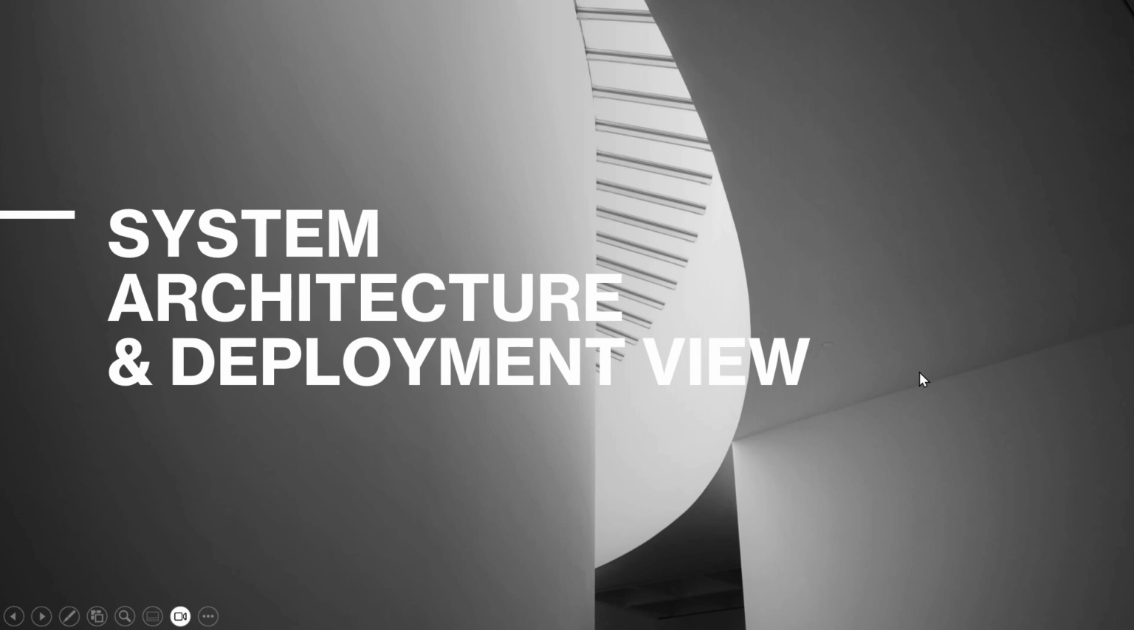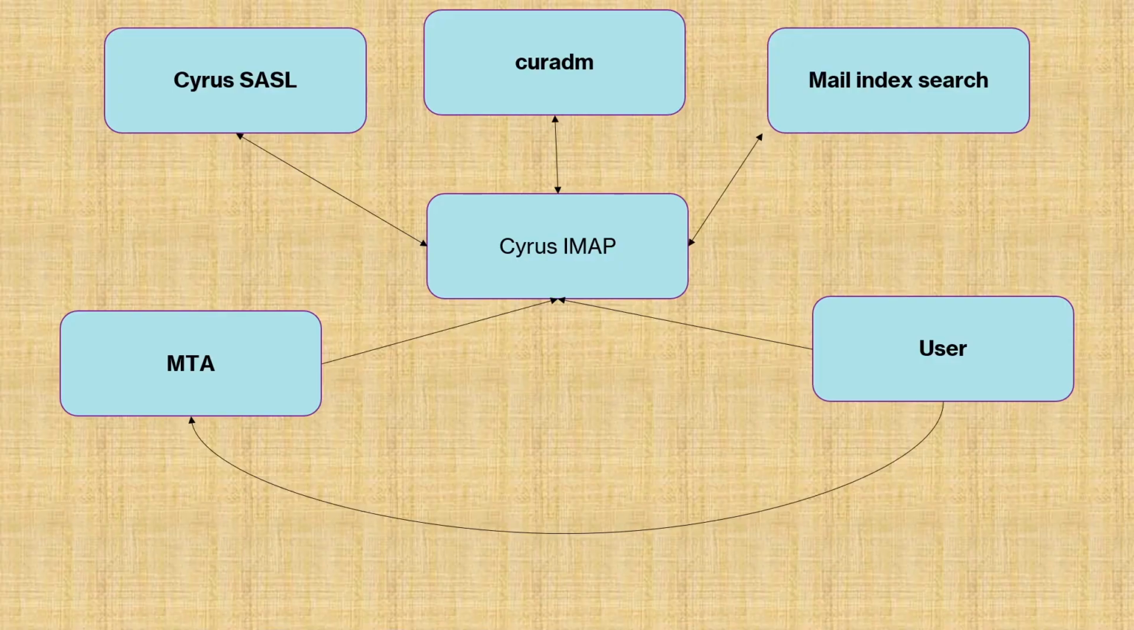Next, we're going to talk about the system architecture and deployment view. This is the system architecture where the user can send emails to the MTA, and the MTA is connected to the Cyrus IMAP system. These are also connected to the system: the Cyrus SASL, the admins, and the mail and disk search.